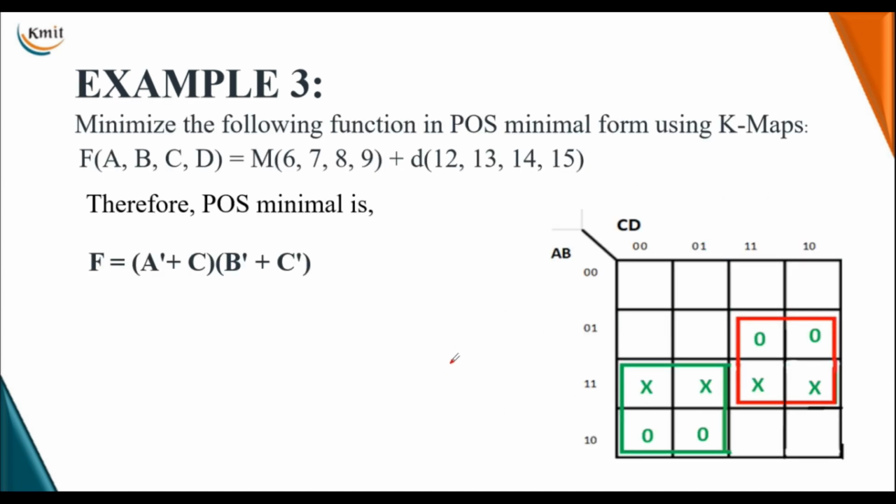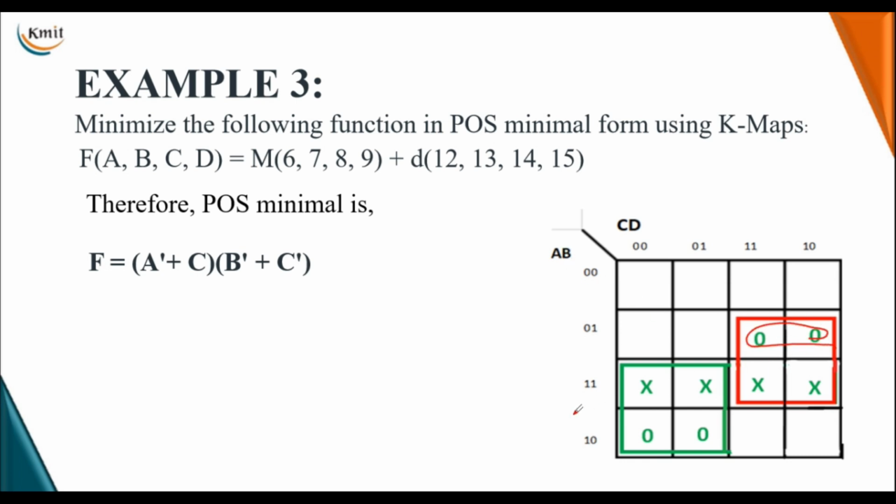Now let me do another problem on your SPOS function. When you are minimizing your SPOS function, the don't care values are assumed as zeros. Now in this function I have a total of 4 max terms with 4 don't cares. Upon mapping, let me check for your actual grouping. If I don't consider the don't cares as max terms, then we can only have pairing.